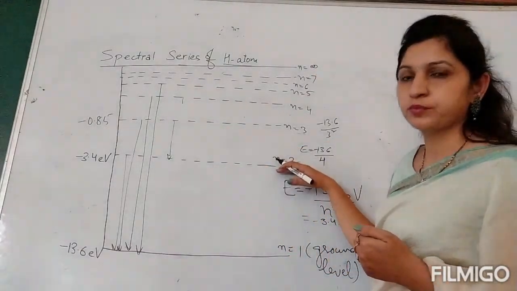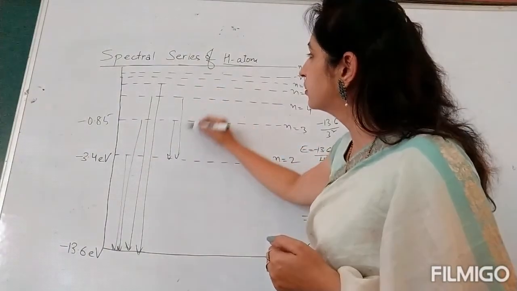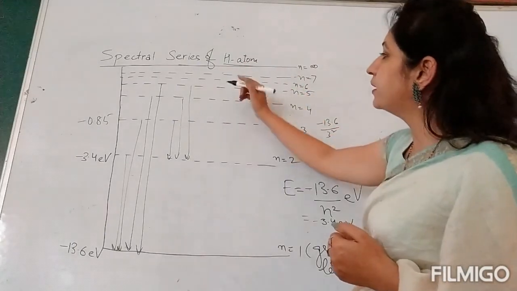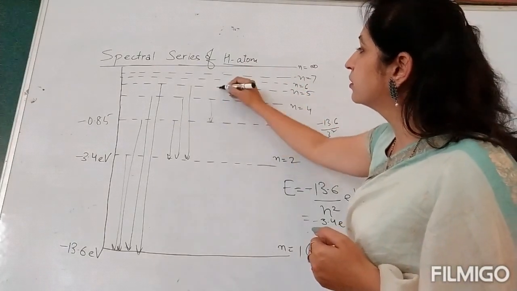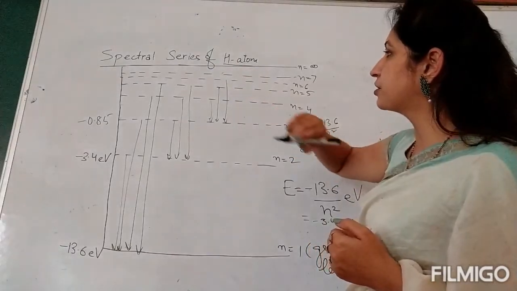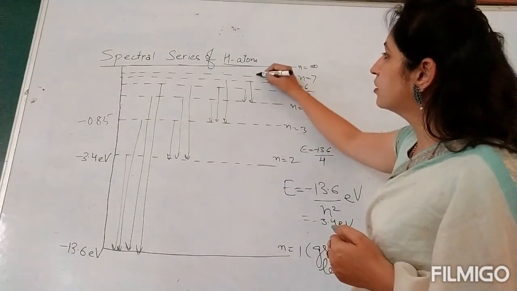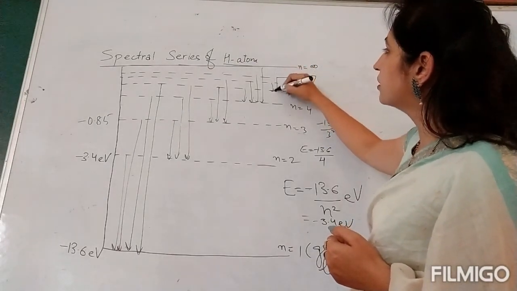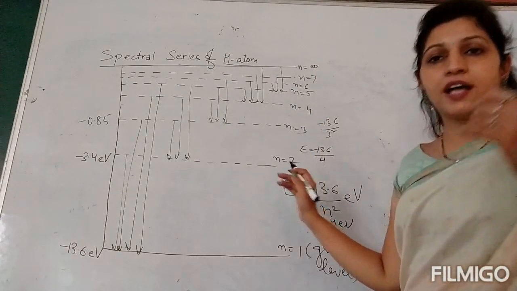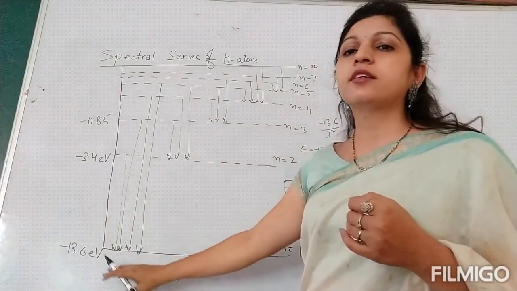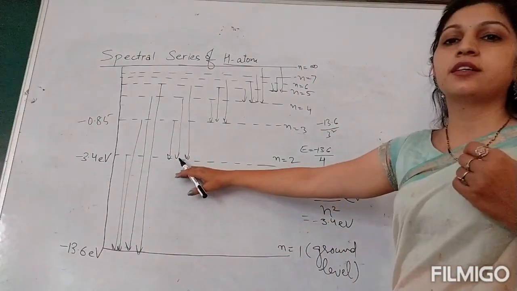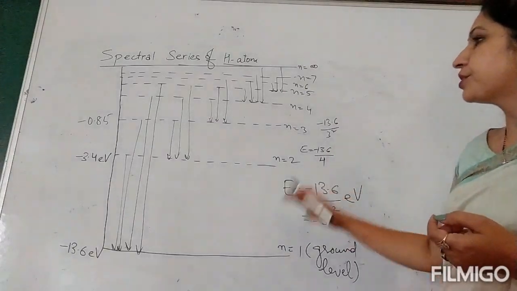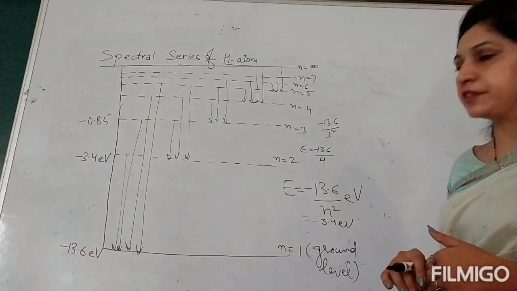Then to n equals 2. This represents your Balmer series, from any higher orbit to n equals 2. Then to n equals 3, the third orbit, this is your Paschen series. Similarly, this one is your Brackett series, and the last one is your Pfund series. So these are different series. As you have seen in the video, the Lyman series lies in the UV region, the Balmer series lies in the visible region, and the other three lie in the IR region. So this is how to calculate energy in different levels.